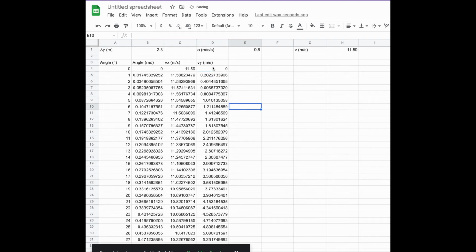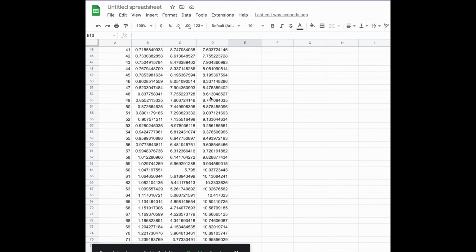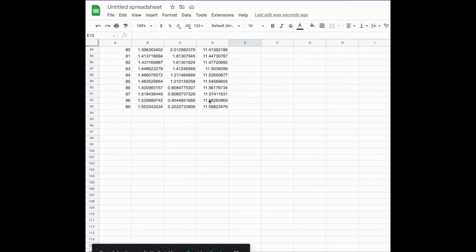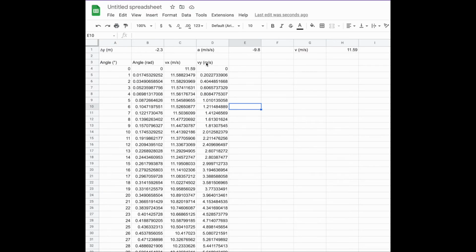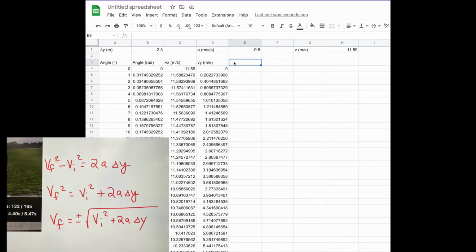Allow it to autofill. We should get no y velocity when we have no angle. And by the very end, our y velocity should almost be equal to 11.59. We now have our velocities for x and y for every single angle. Next, we want to calculate the final velocity of the projectile. That is the velocity as it's hitting the ground.